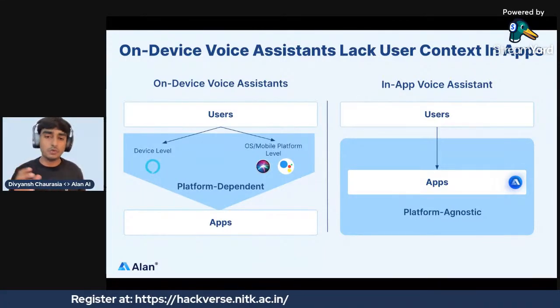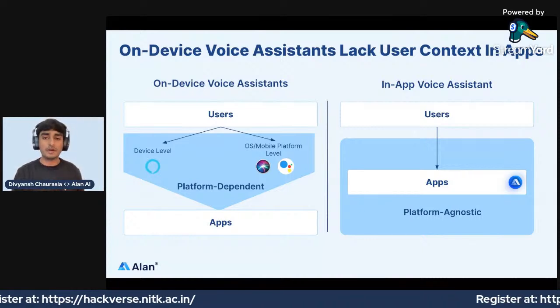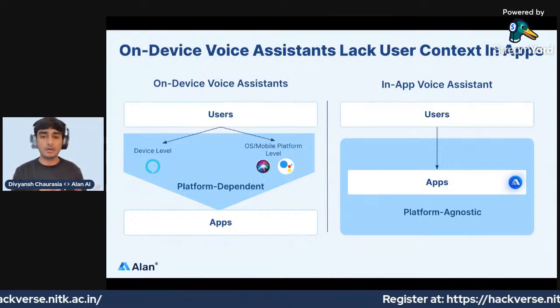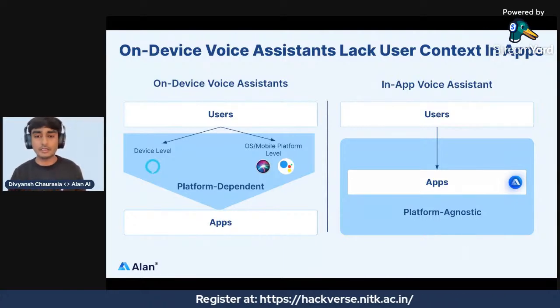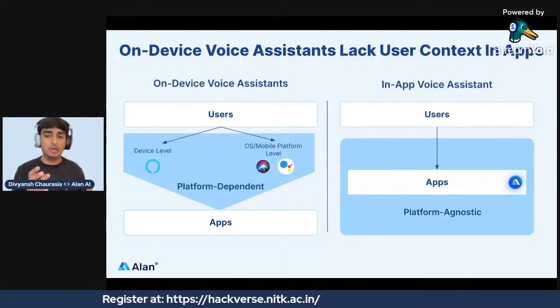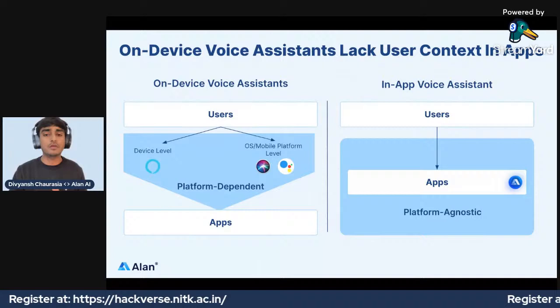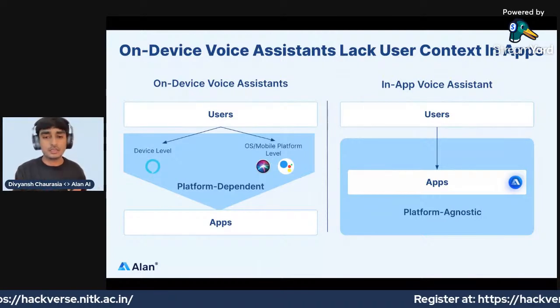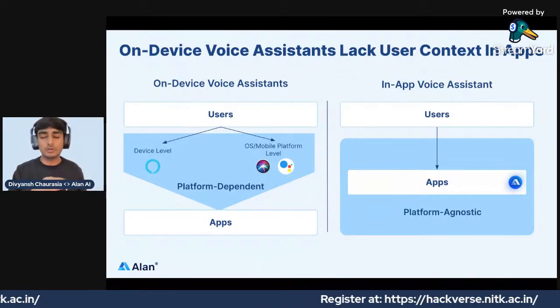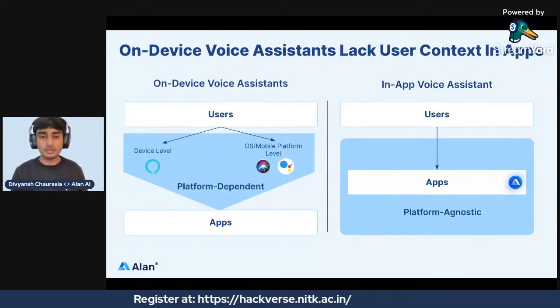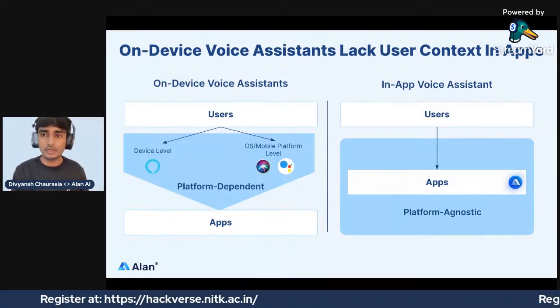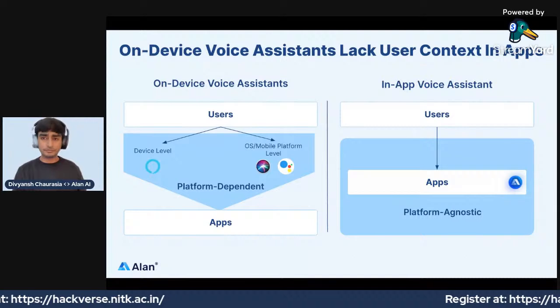So imagine you want to order something on Zomato with your voice, but you cannot do it by saying Google Assistant, open Zomato, navigate to this, because these assistants are just OS level assistants and can assist you with something related to that upper layer of the device. So these are like the platform dependent apps, right?